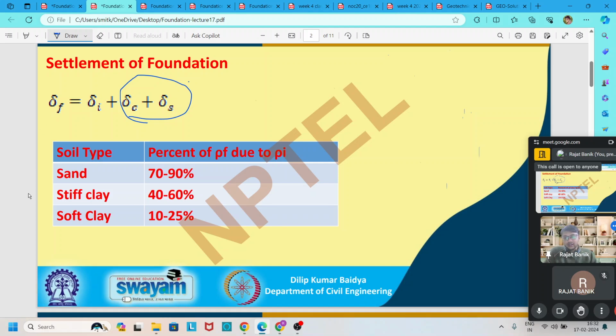You see that there is one table given. The percentage of total settlement due to immediate settlement is about 70 to 90% for sand. For stiff clay it is about 40 to 60%, and for soft clay it is very less, that means 10 to 25%.